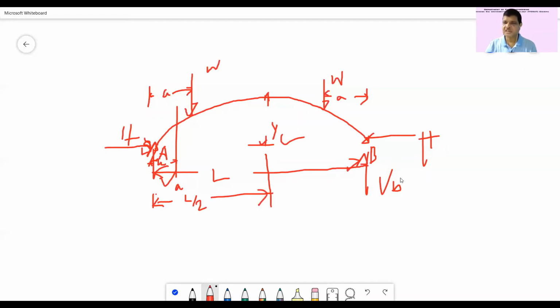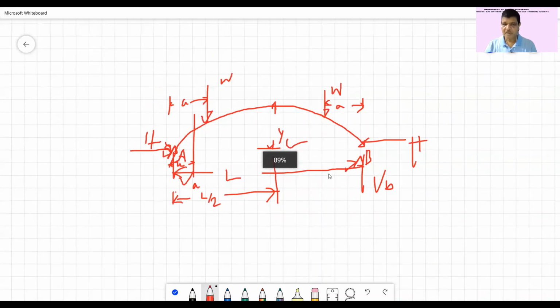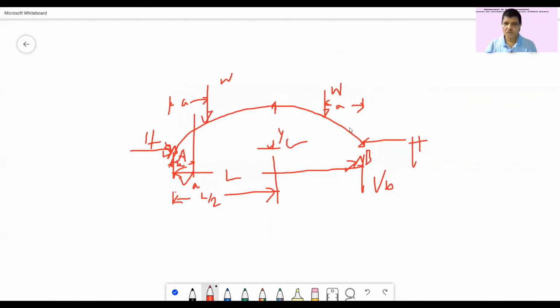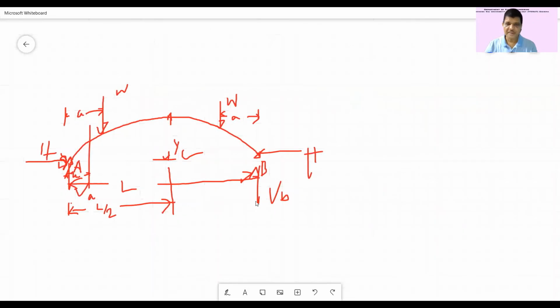Del U by del H is equal to 0. That is our objective, to find this horizontal thrust. So one section will be from 0 to A, and one will be A to L by 2. Now let us see how to do this problem.